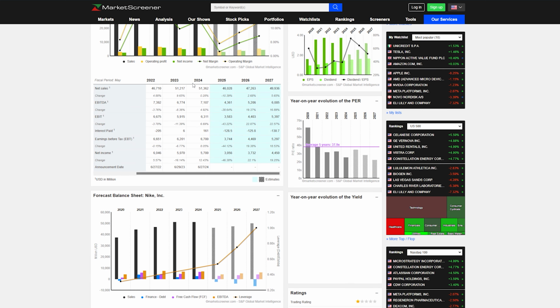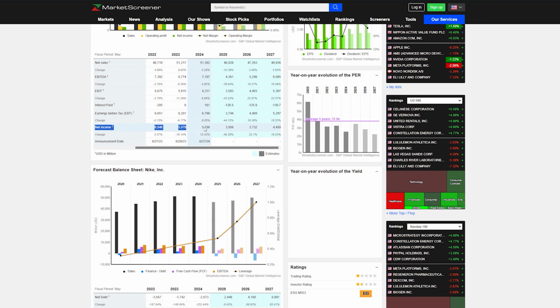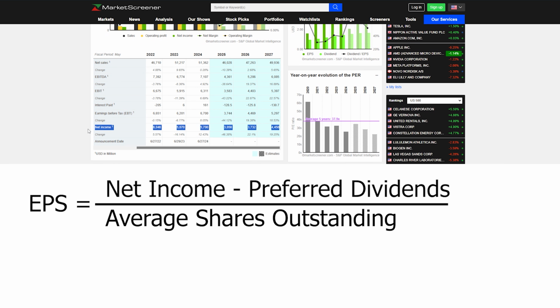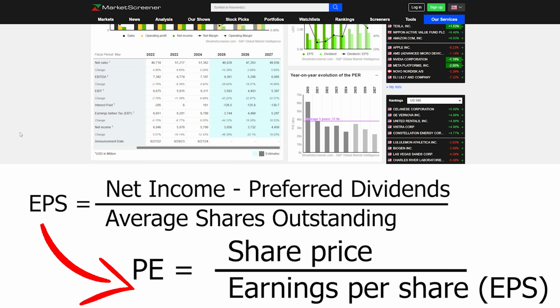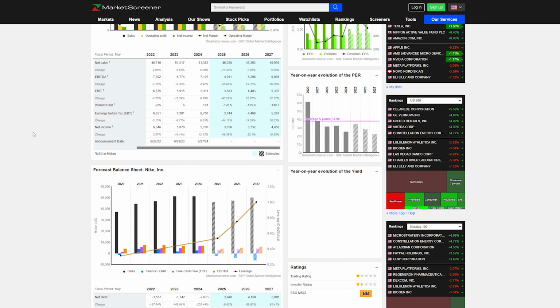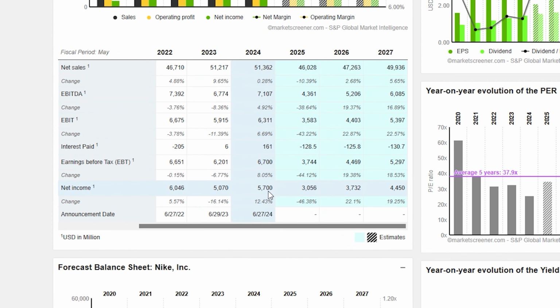Scroll down to the section labeled Net Income. Net income is one of the key metrics used to calculate earnings per share, which is in turn used for the PE ratio. By looking at the analyst forecast for Nike's net income over the next 3 years, we can gain additional insights into how the PE might evolve in the future. In Nike's case, the forecast shows that net income is expected to remain below the 2024 levels for some time.